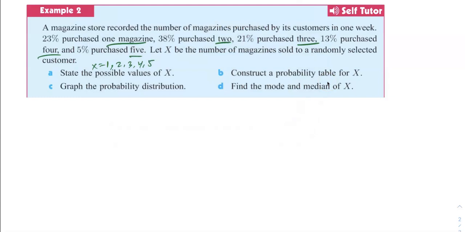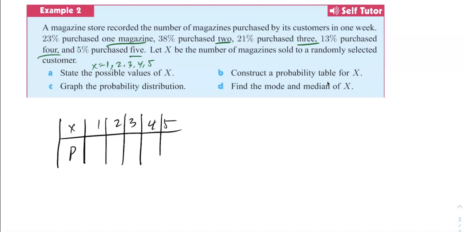Okay, let's do that. So here's my X, here's my P. X would be 1, 2, 3, 4, 5. And the probability of each one, we're just going to write it down. They tell us. Buying 1 is 0.20, buying 2 magazines is 0.38, buying 3 is 0.21, buying 4 is 13%, so 0.13. And watch out for the last one. It's 5%, not 50%, so 0.05. So that's my probability table right there.